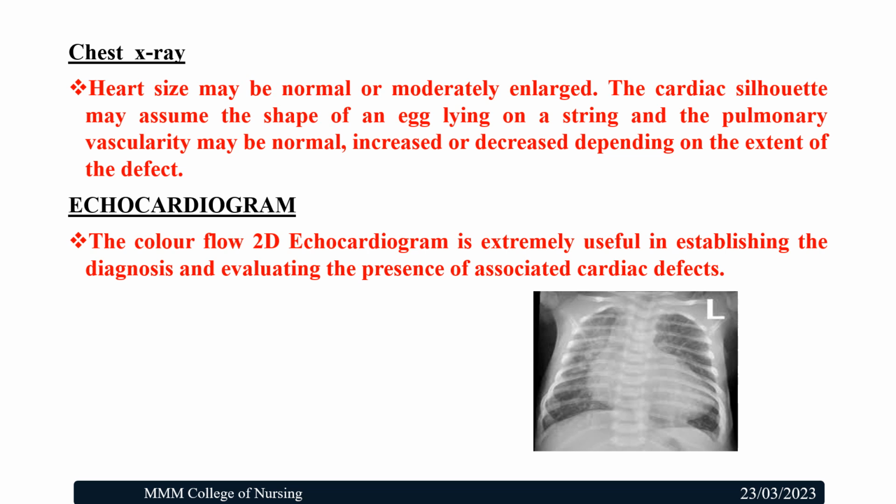Coming to the chest X-ray. Heart size may be normal or moderately enlarged. The cardiac silhouette may assume the shape of an egg lying on a string, and the pulmonary vascularity may be normal, increased, or decreased depending upon the extent of the defect. So this reveals the chest X-ray.